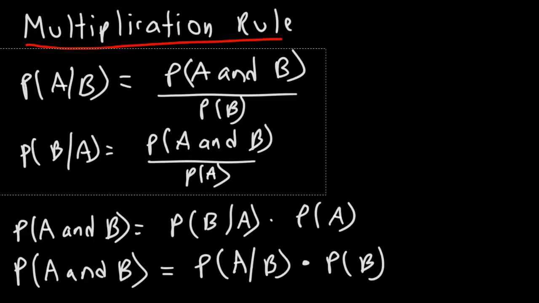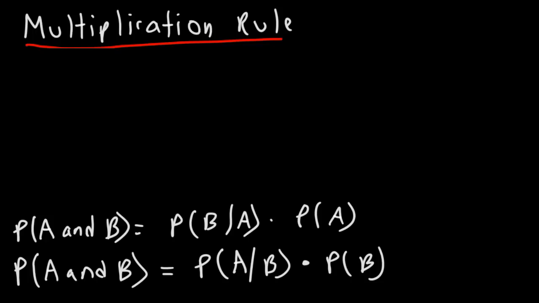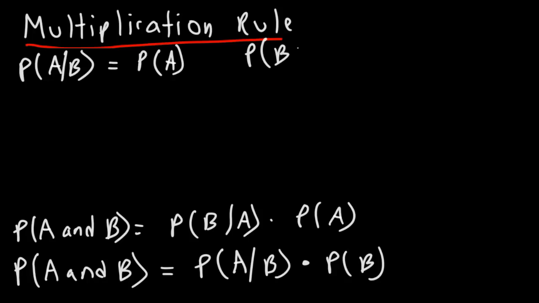Now sometimes the two events that you're dealing with might be independent events. An independent event is an event that does not depend on another event. For independent events, the probability of A given B is equal to the probability of event A occurring, because A does not depend on B. Likewise, the probability of B given A is equal to the probability of event B occurring, because B does not depend on A.